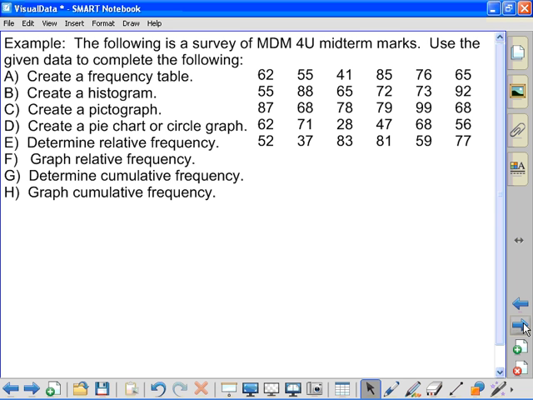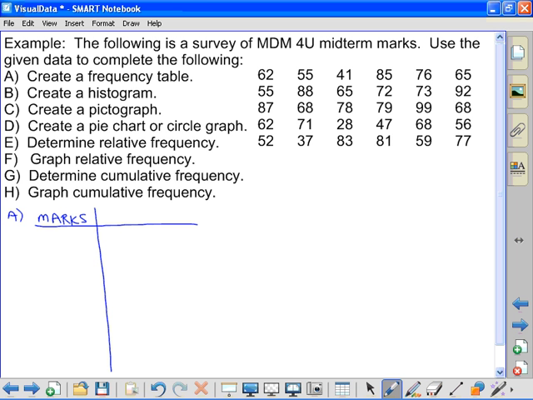So the example is the following is a survey of data management midterm marks. Use the given data to complete the following. So we want to create a frequency table. That's what we did in the first one. So in the frequency table, I'm not going to have the marks listed from 0 to 100. It would just be ridiculous and inefficient.